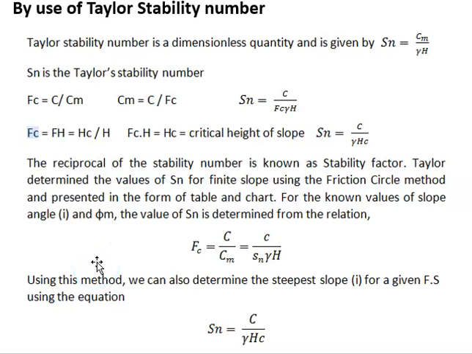So the advantages with this method are we can easily estimate the factor of safety with respect to cohesion without any graphical construction. We can also estimate the critical height of the slope, and we can also find the critical slope angle. So from this, if you take the factor of safety equation, we can write it as C by Sn into gamma into H, or we can also write stability number equal to C by gamma into Hc.